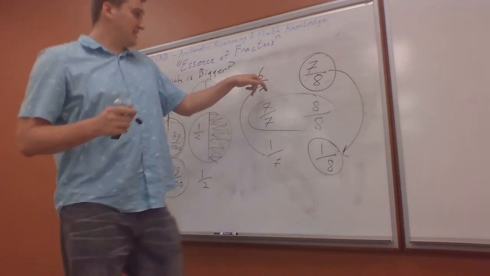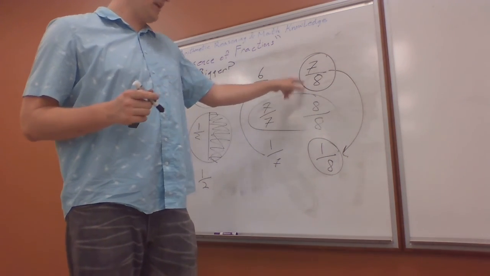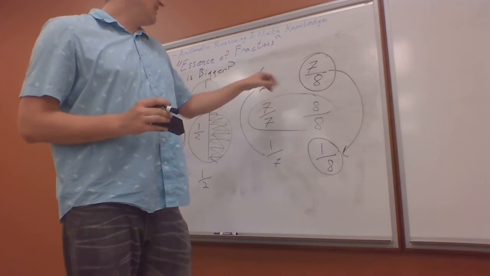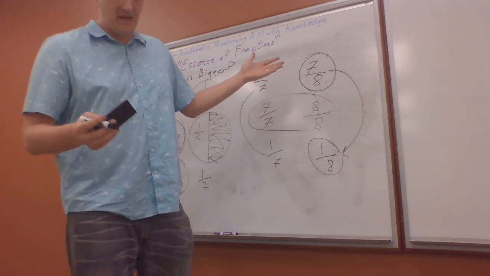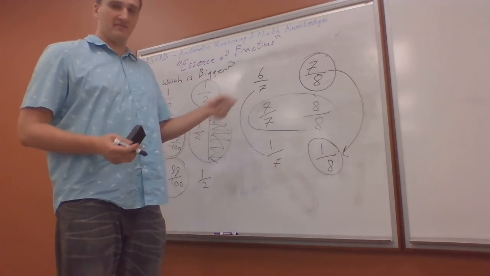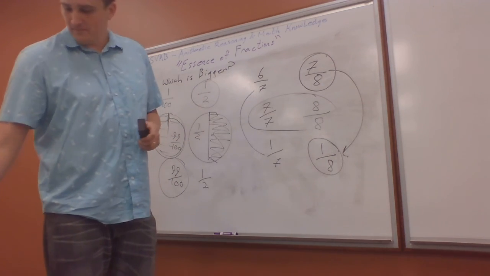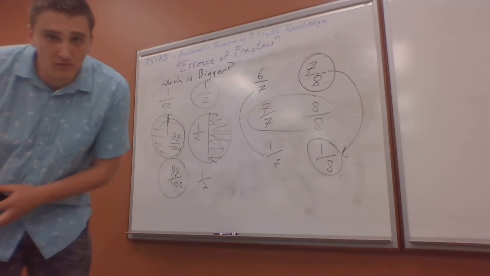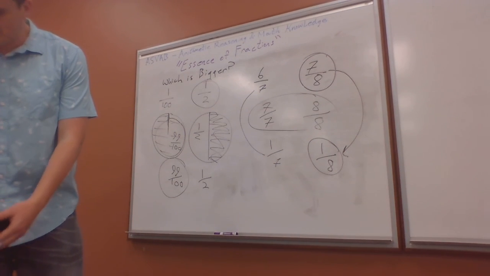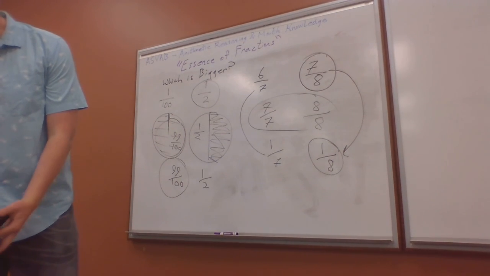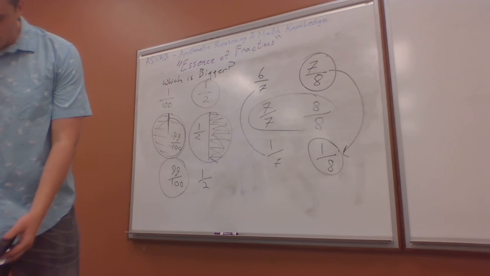So when it comes to things like 6/7 versus 7/8, an eighth is smaller, not by much, but it's smaller than a seventh. And that's all it's missing, that 1/8. Okay, so hopefully this gives us some intuition about fractions and how to interpret them.